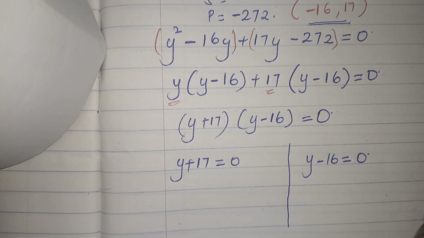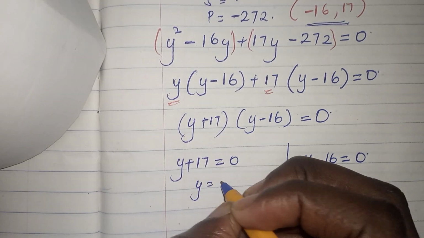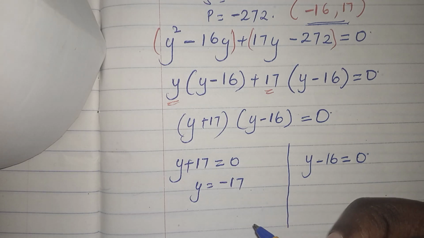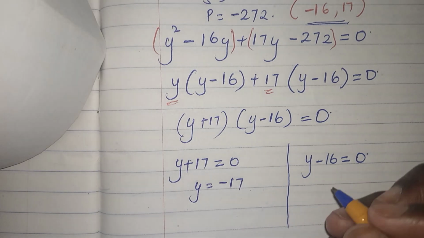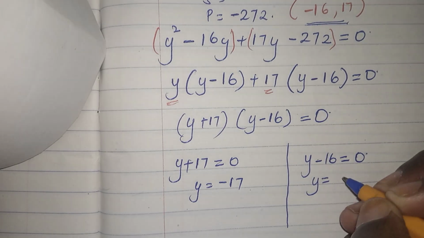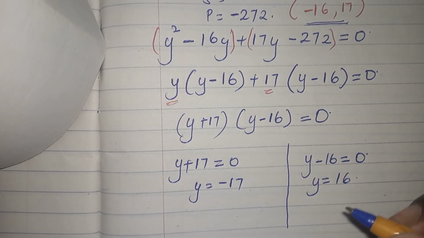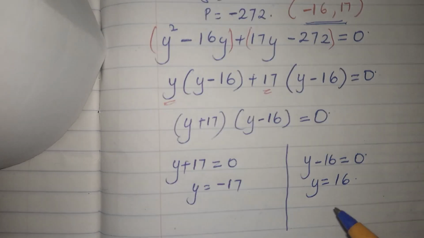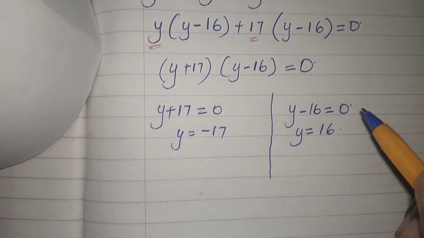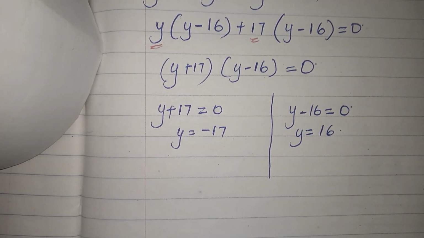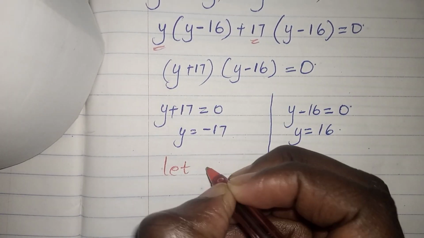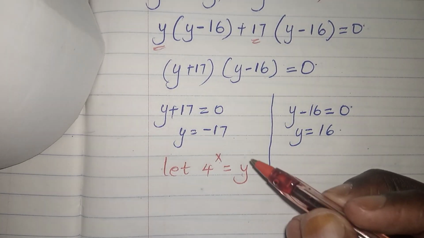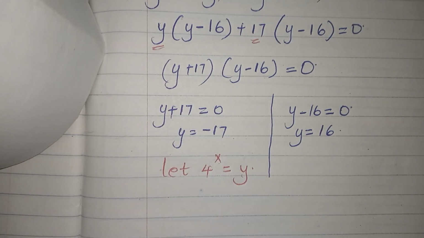So we want to find the value of y. Y is equal to negative 17. When you take 17 to the right hand side, it becomes negative. And on this side, y is equal to 16. So we have two values of y. Y is equal to negative 17 or y is equal to 16. Remember we had said let 4 to the power of x be y. So we have the value of y. So let us see if we shall find the value of x.